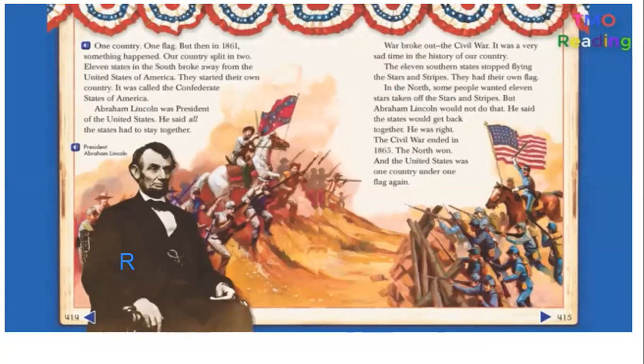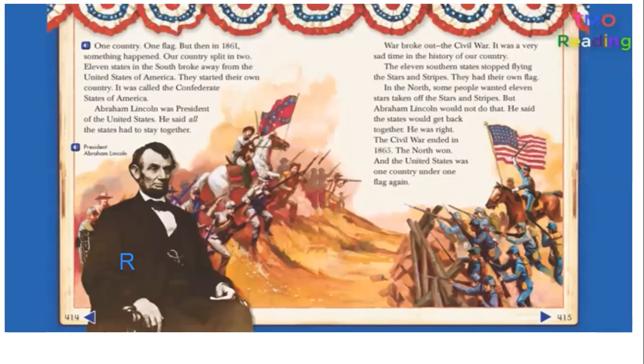But then, in 1861, something happened. Our country split in two. 11 states in the South broke away from the United States of America. They started their own country. It was called the Confederate States of America.